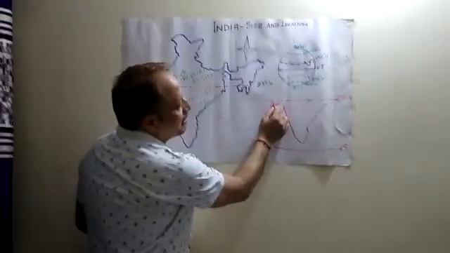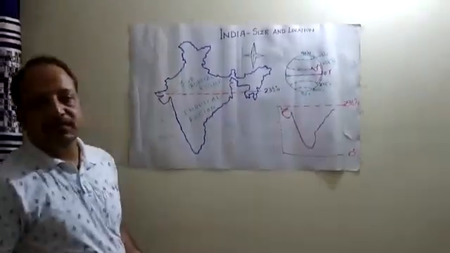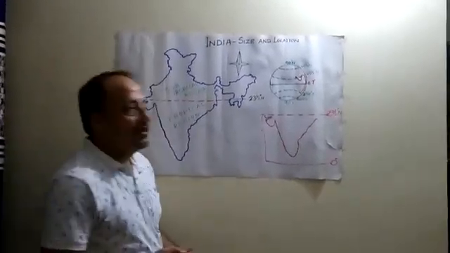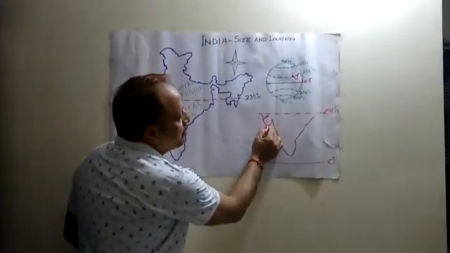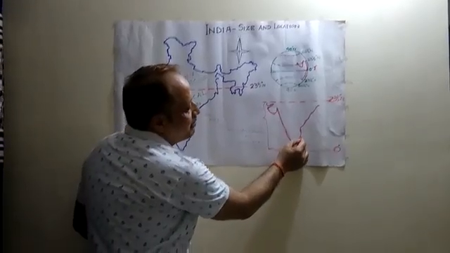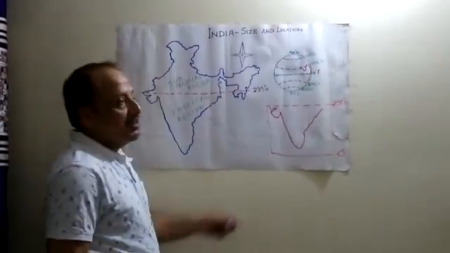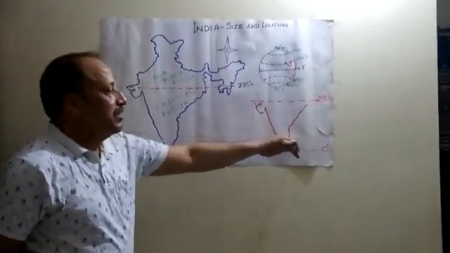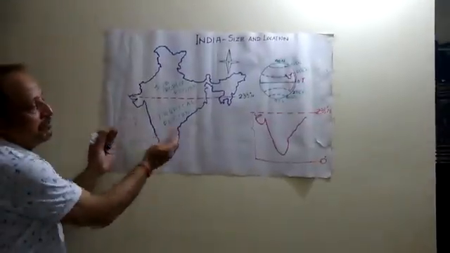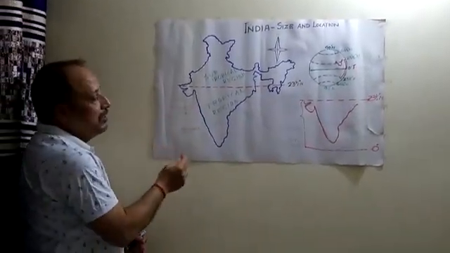Now you will find that India is called a peninsula. So what is a peninsula? A peninsula means a land surrounded by water from 3 sides. Are you getting it from the map? 3 sides. So if you look at this map, India is having 3 water bodies.